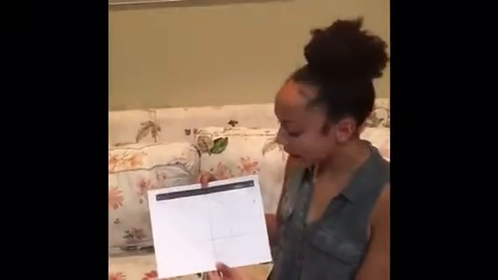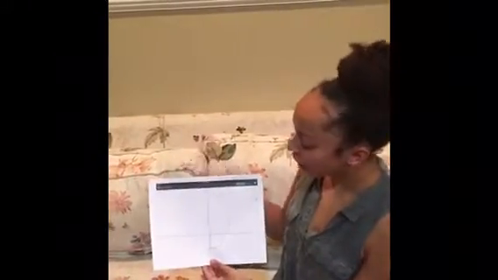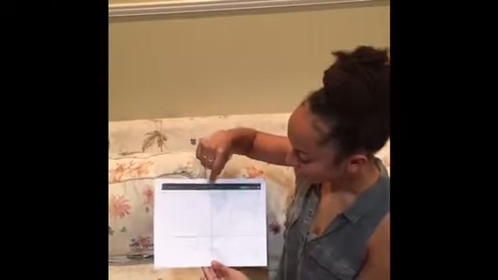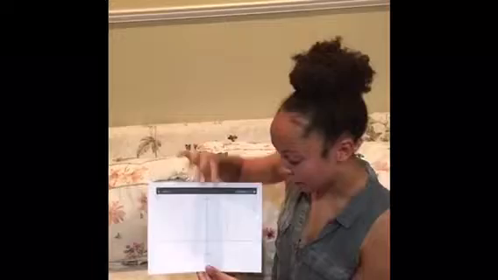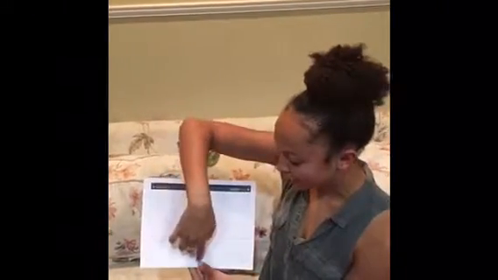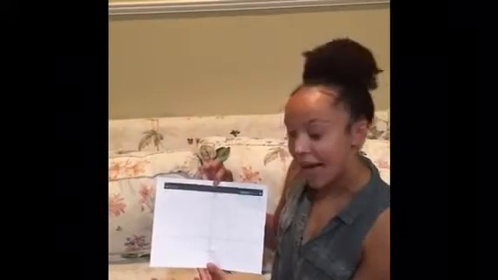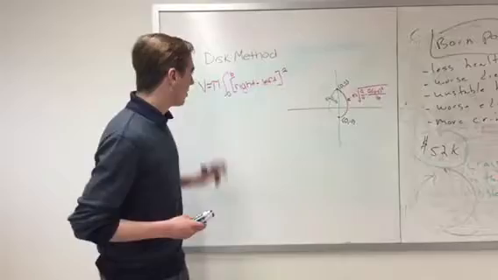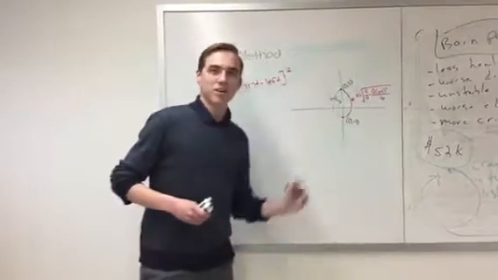So now we can clearly see that our shape is bound on the right by the red line, bound on the top by 3, bound on the bottom by negative 1, and bound on the left by the green y-axis, x equals 0. We can use this information to find the volume of the egg. Right now, we're going to work out the actual formula for the disk method by plugging in our equation.